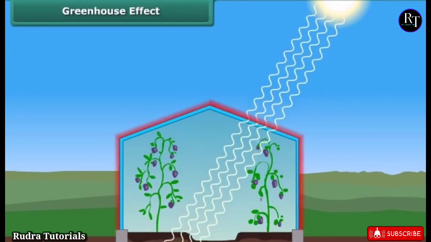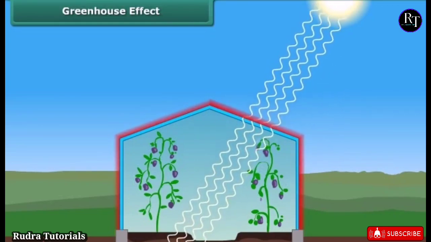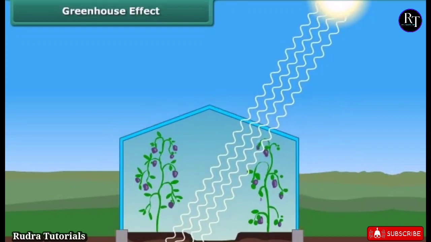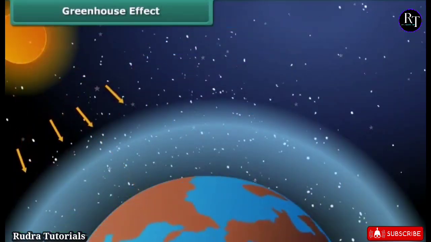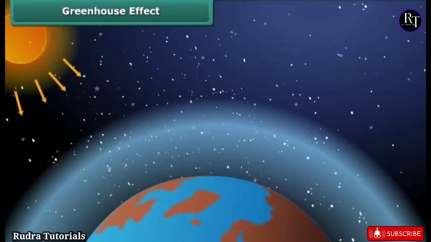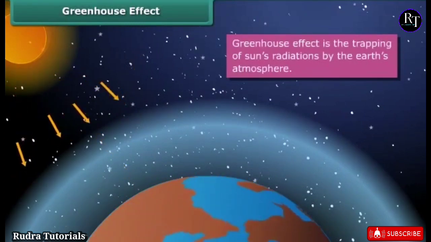Similarly, the greenhouse gases like carbon dioxide, methane and nitrous oxide in the atmosphere act like glass panes. When the sun's radiation reaches our atmosphere, some rays are reflected back into space and some are trapped by greenhouse gases, causing the atmosphere of the Earth to warm up.